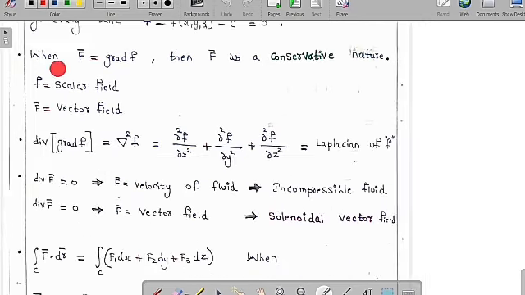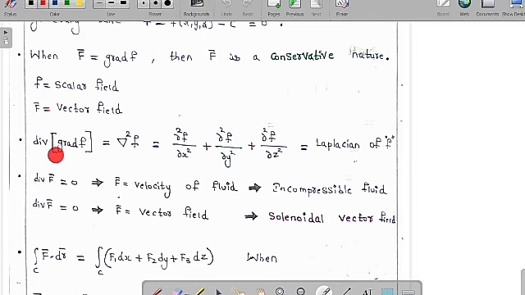Whenever a vector field is the gradient of some scalar function, then I have told you this vector field is conservative in nature, meaning the closed line integral will always be equal to 0. Therefore f is called a scalar field and this capital F is the vector field.